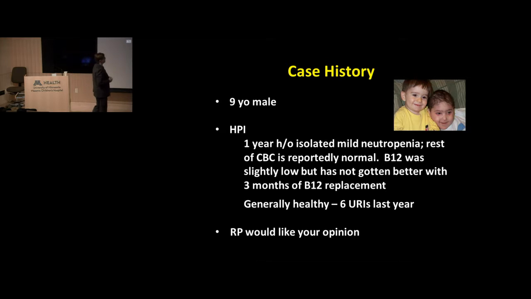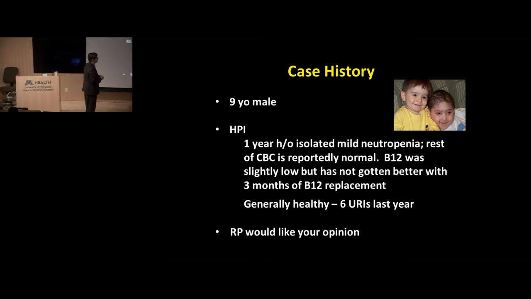So actually, there you see in the very top there is a 9-year-old male, happens to be the one on the right, and that happens to be his brother with him, who comes to us with a 1-year history of isolated mild neutropenia. He was followed by his pediatrician for a period of time, and over that time, they were able to determine that there was a slightly low B12, for which the child was replaced with B12 for a couple of months, but didn't respond. And he was generally healthy. He had about 6 upper respiratory tract infections over the year, but that was just typical. And otherwise was just fine.